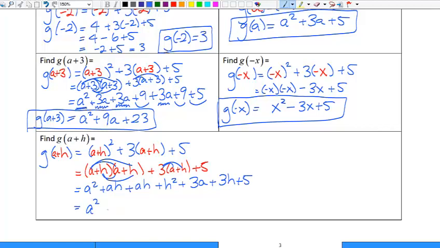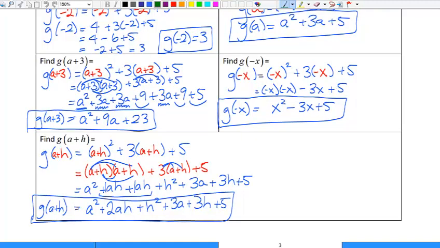And now I have a squared, ah plus ah. Be careful here. A lot of students want to do some creative things here. This is just one copy of ah plus another copy of ah. And remember, when we are adding, we have to have like variables. Ah and ah are the same. And what we do is we add their coefficients. 1 plus 1 is 2. H squared doesn't have any like terms. 3a and 3h don't have any like terms, and 5 doesn't have any like terms. So g of a plus h is this very long polynomial, a squared plus 2ah plus h squared plus 3a plus 3h plus 5.